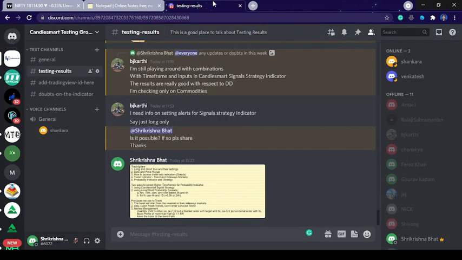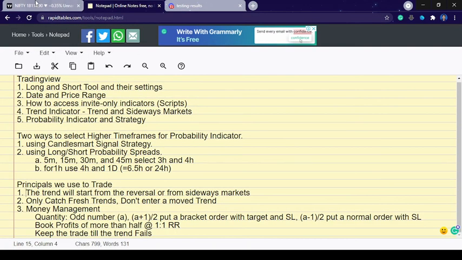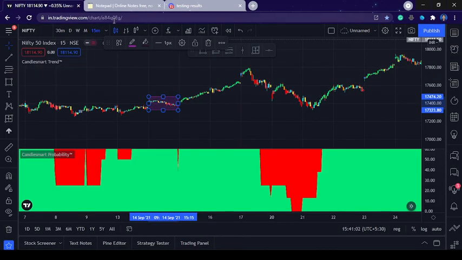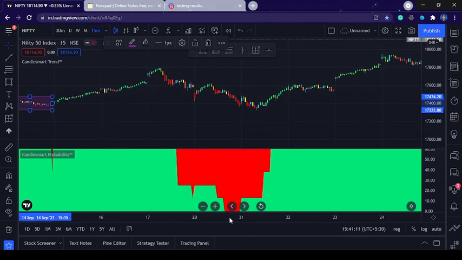That is clear, right? The reversal is nothing but, when we are in a downtrend, we are looking for a reversal in a probability indicator and also in our trend indicator. In that way, we can stay in our market.